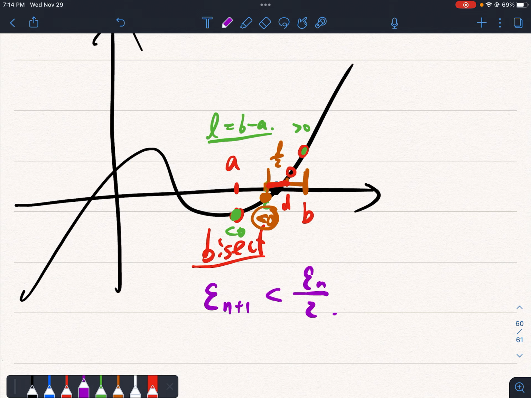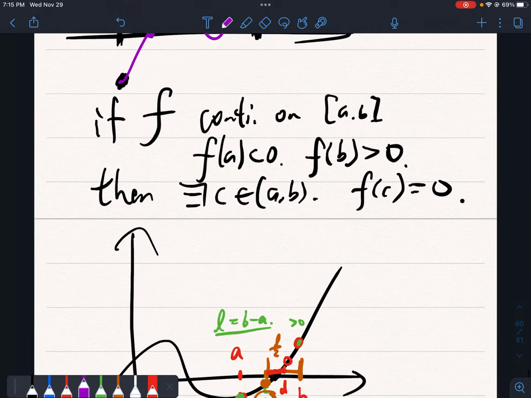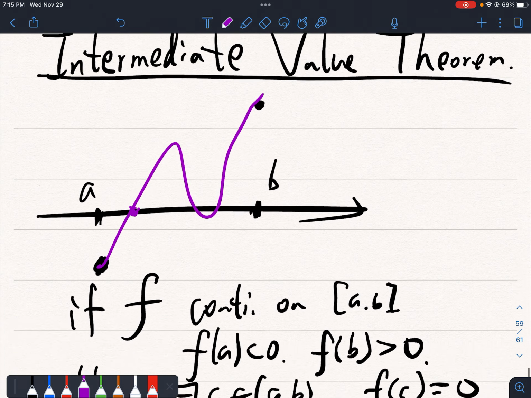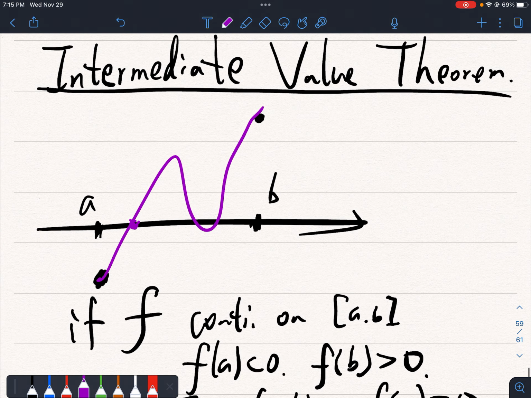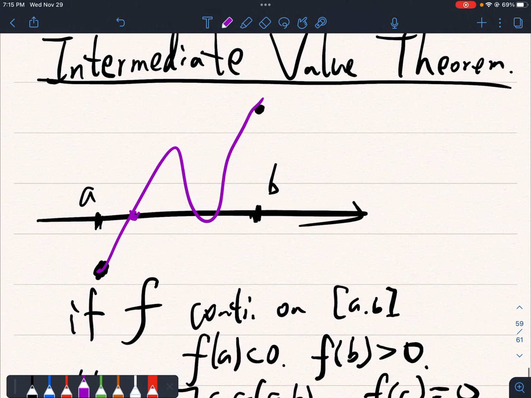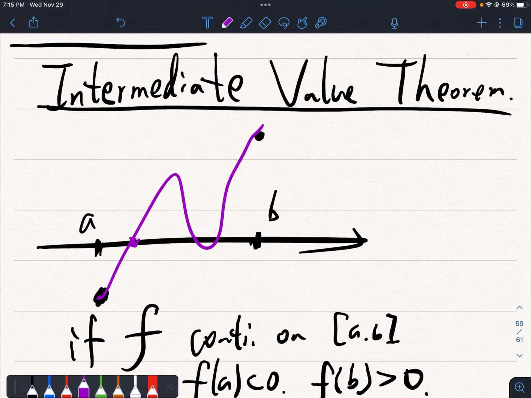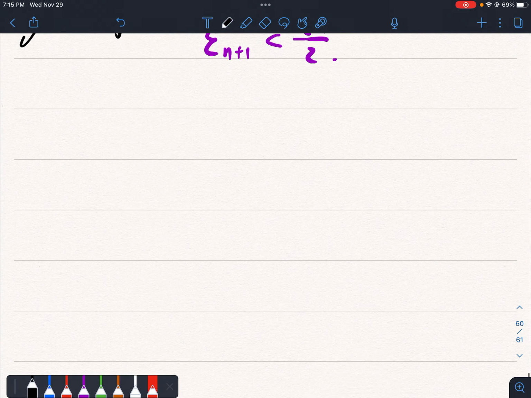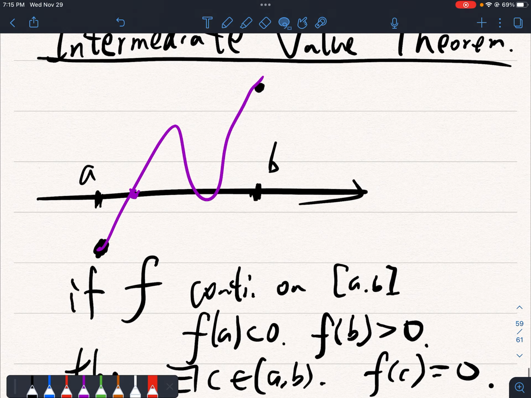So in practice, it is one way to find a 0 for some continuous function, but later we will see there is a better way for differentiable functions called Newton's method. We will see it later. We have to learn what the derivative is. So this is one of the applications of the intermediate value theorem.